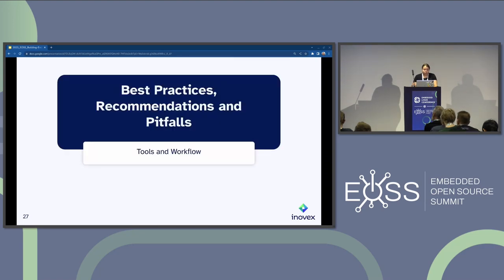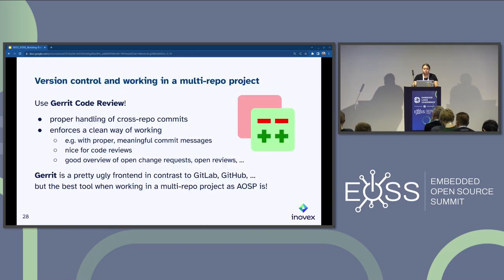On the tools, platform and workflow side, I really recommend using Gerrit Code Review. Of course, it's possible to build the AOSP with GitLab, GitHub, whatever in the background. But as it's a multi-repo project, it really tends to get messy. Gerrit is intended to handle multi-repo projects. It enforces a really clear way of working and forces well-formatted, nice commit messages. It has proper handling of cross-repo commits.